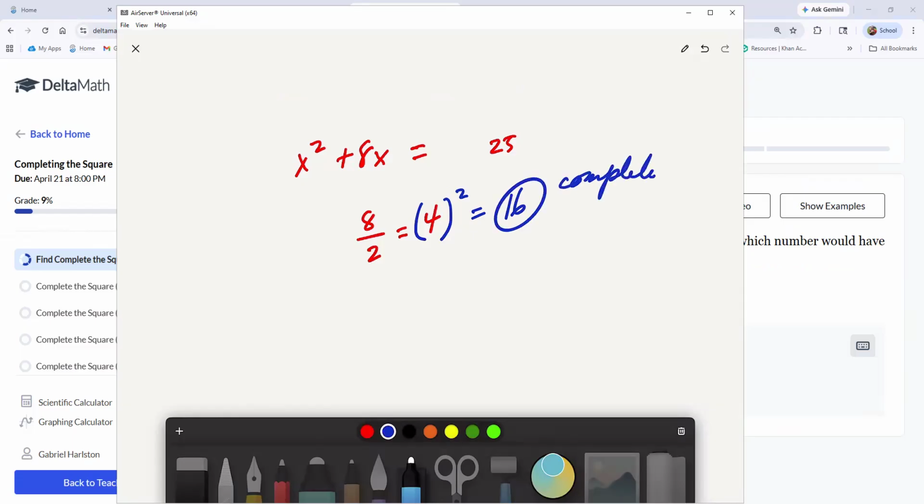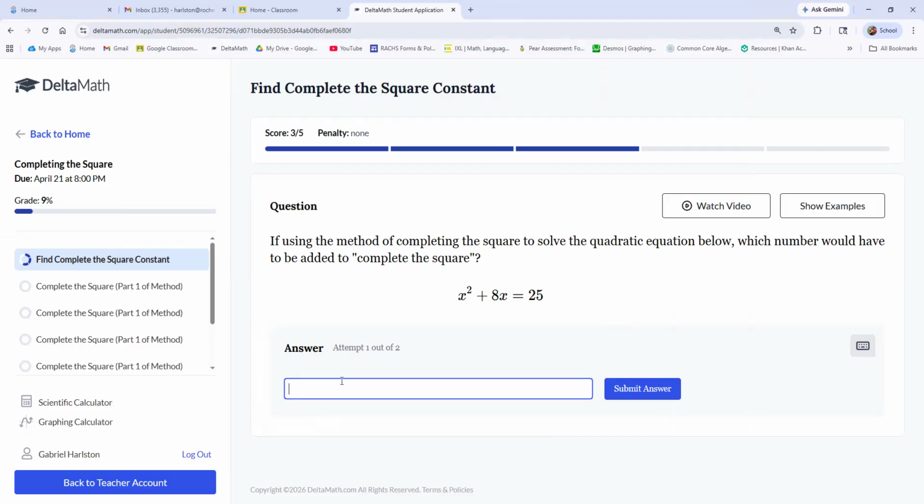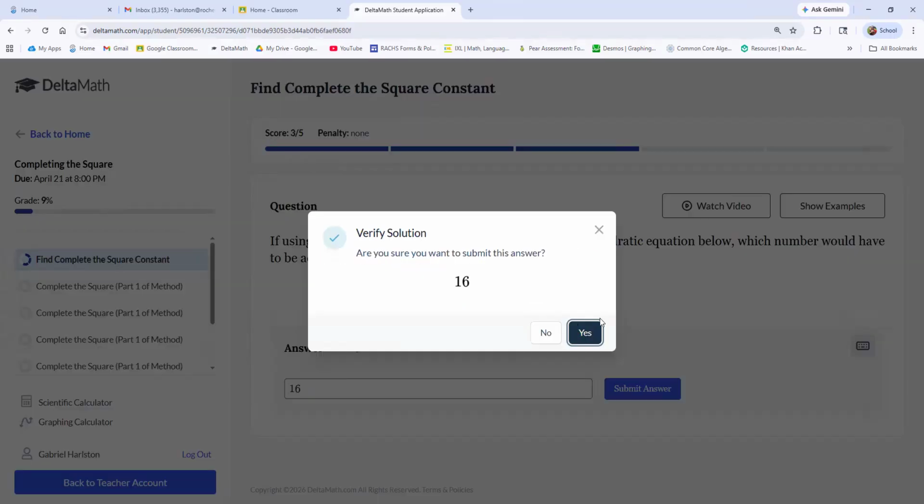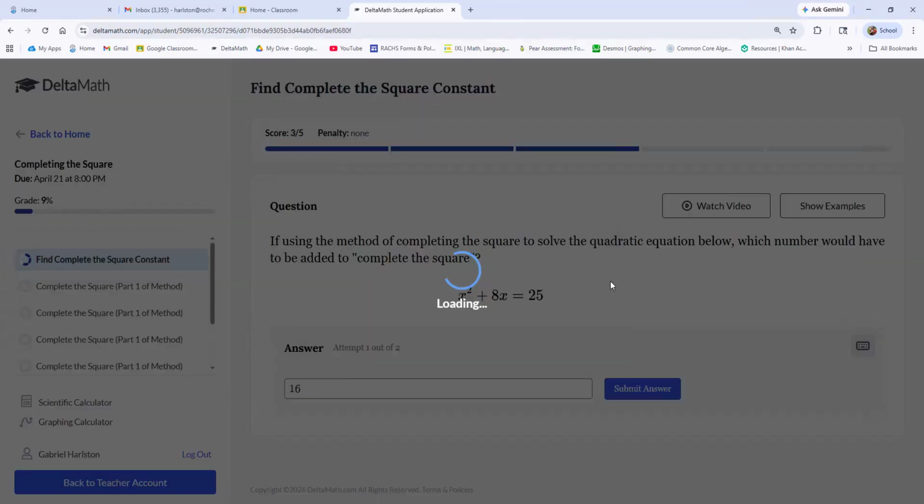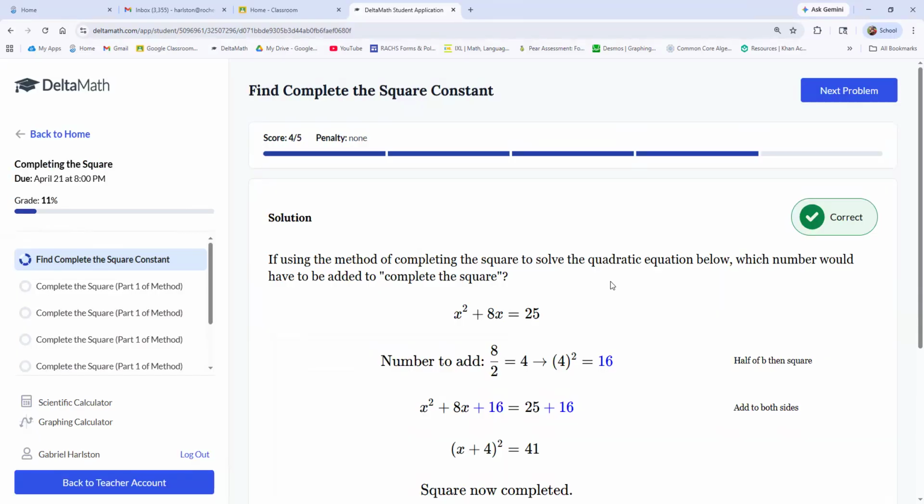All right, so let me go over here and let me do that. So I'm going to add 16 to both sides to complete the square. All right, that's it. That's all you're doing. You find the b term, you take half of it, and whatever that is, you square it, and that's what you're going to add to complete the square.